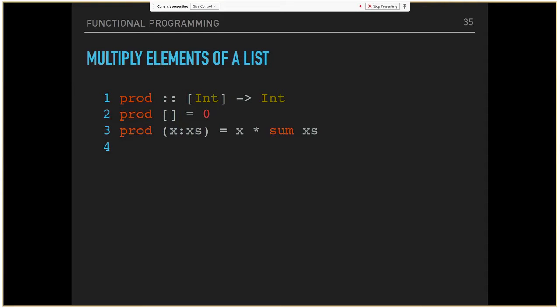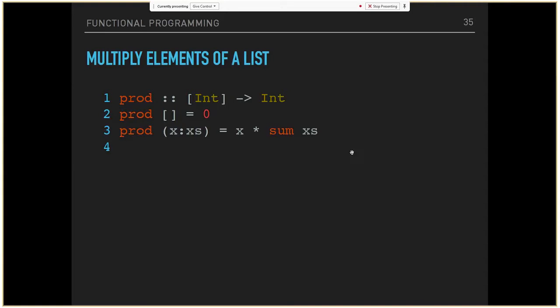Now let's say the requirements change and you now have to multiply the elements of a list. So again, you would write a similar kind of program. You would say the multiplication of all the elements of a list when the list is empty is 0. Oh, actually it should be 1. I don't know why I wrote 0 here.